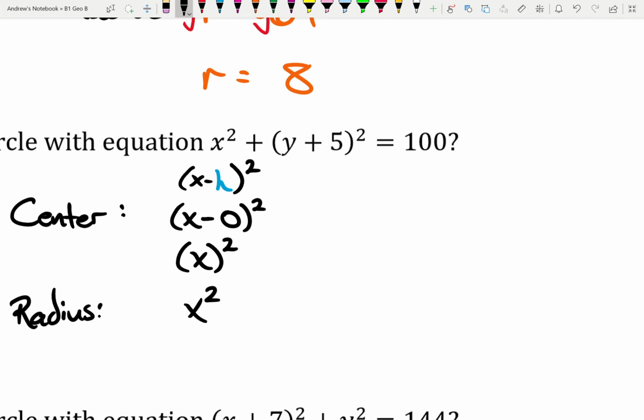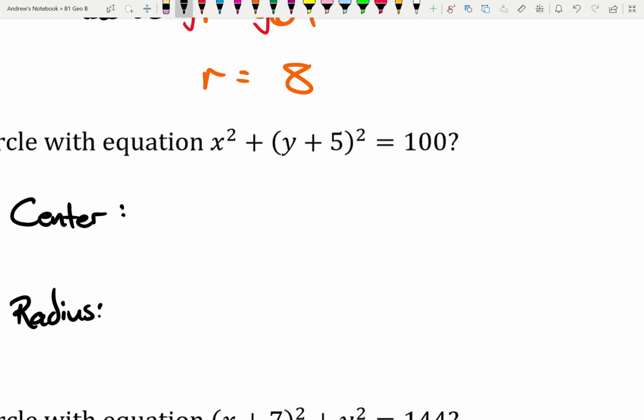So if you ever have an equation for a circle and it doesn't have anything next to the x, or sometimes next to the y, you can assume that part is just 0, because that's how it would work out as the way we just looked at. So my h part of my center is just 0.